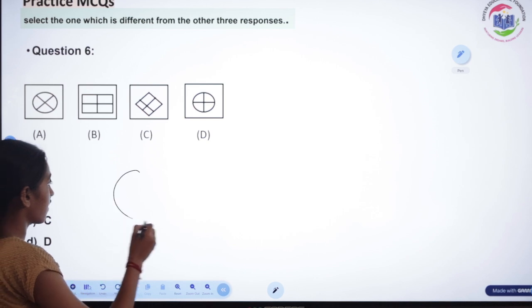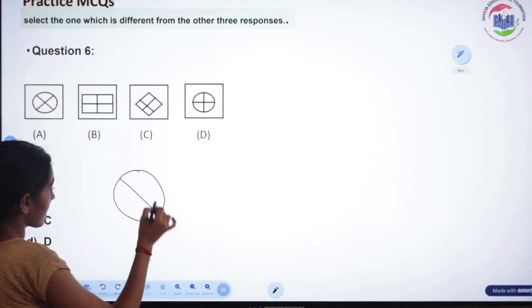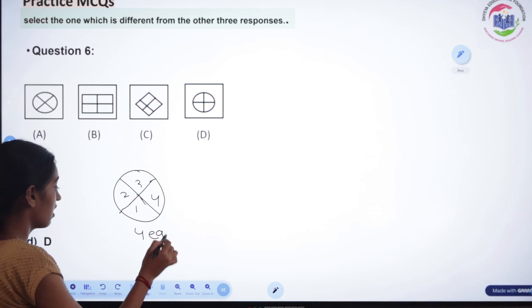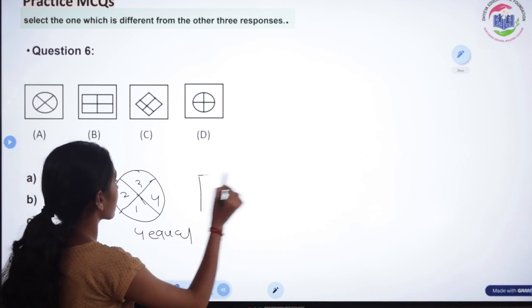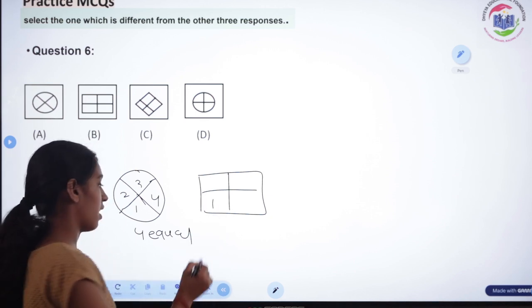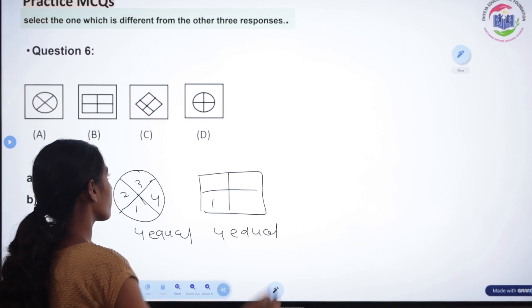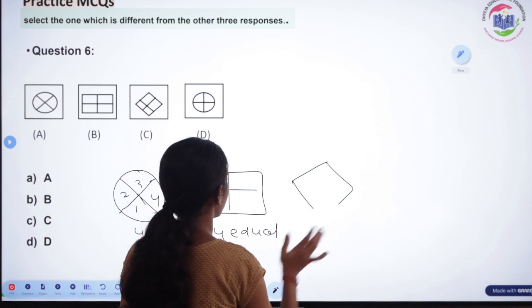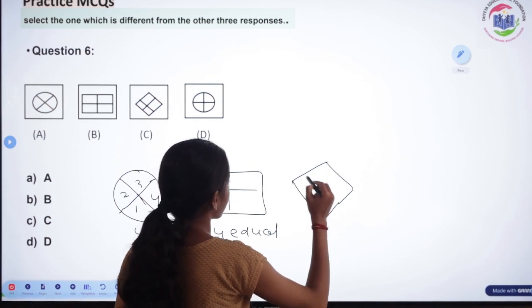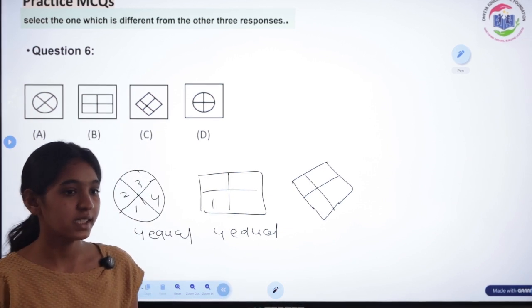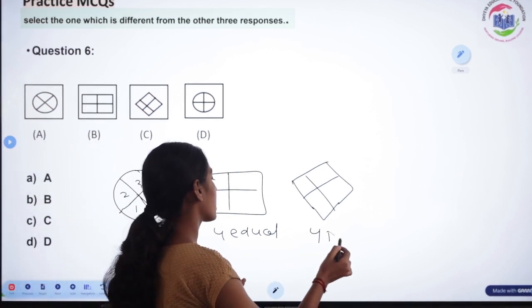If we observe the first diagram, there is a circle, then two lines cross here, and it is divided into 1, 2, 3, 4 equal parts. The next diagram is also divided into 4 equal parts. But in option C, as you can see, the line is like this, and it is not divided into equal parts. It is divided into 4 parts, but not equal.